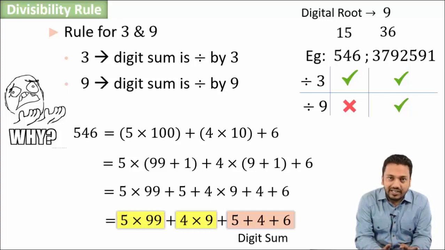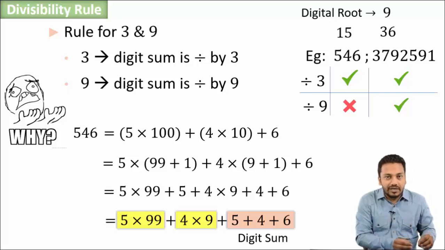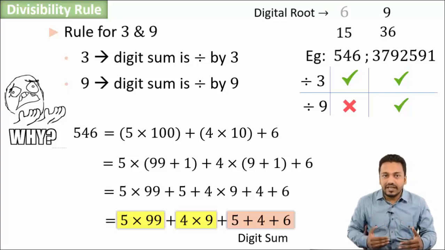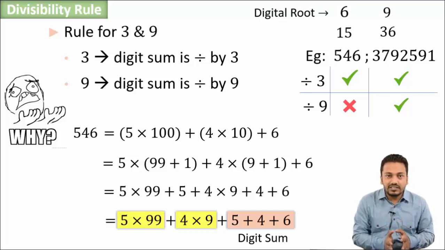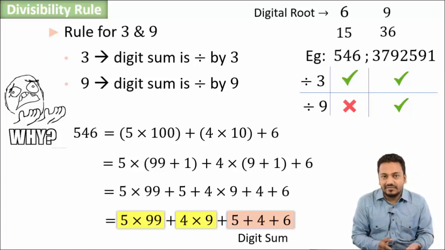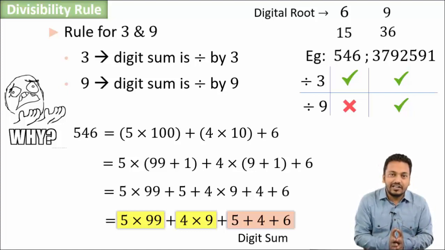Same logic for remainder calculation. What you did to check divisibility, do the same to get remainders. 546 by 9. The digit sum is 15. 1 plus 5, 6. The digital root is 6. The remainder will be the same as what we get on dividing 6 by 9. That is 6 only. The remainder is 6 only.